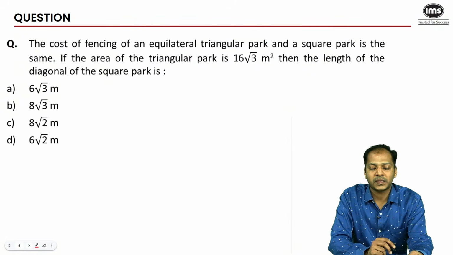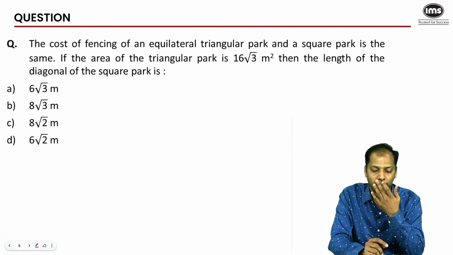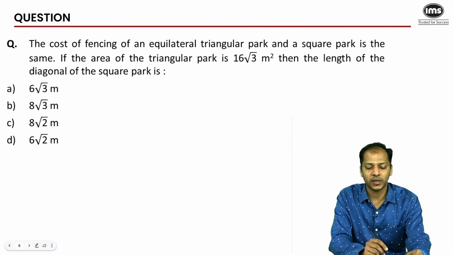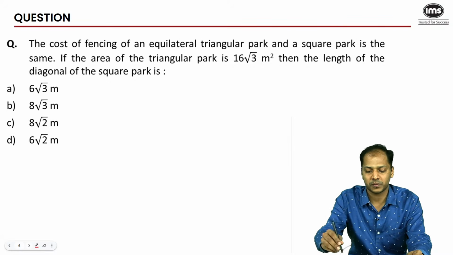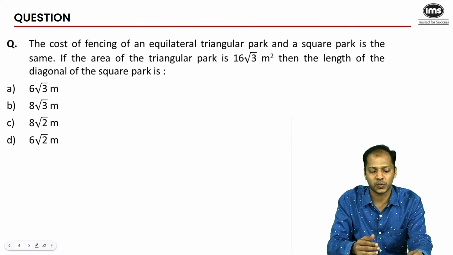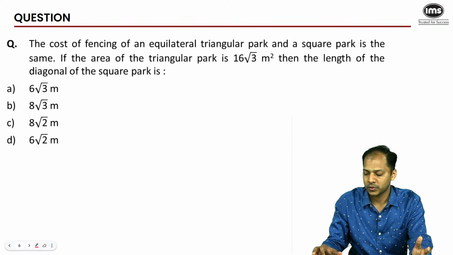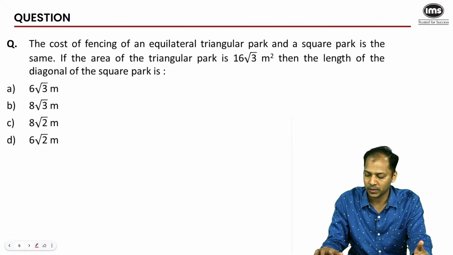The cost of fencing an equilateral triangular park and a square park is the same. If the area of the triangular park is this, then the length of the diagonal of the square park would be what? What you can do is try this one, see if you are able to answer this within 1 minute or not. Just try answering this in a minute. I'll put up a timer on my phone, and then we can discuss quickly.